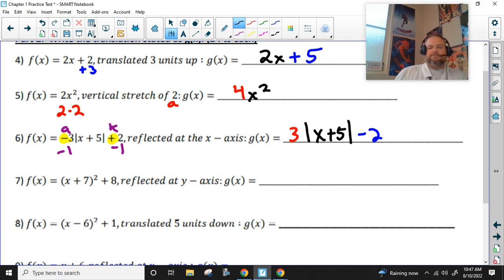Because remember, we're flipping it around that bar, that X value bar. It's going bloop, bloop, bloop, bloop.